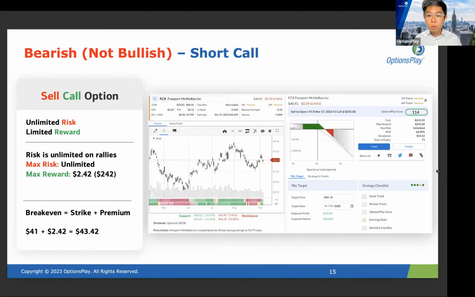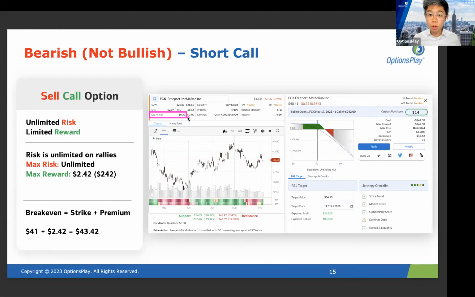$2.42. And again, $2.42 doesn't sound like a lot, but put that into the context of the fact that if you own the stock, you're getting paid 30 cents a year, or in this particular case, a little bit more than 8 times that now, in just 71 days. So the amount of yield that you're getting on these types of strategies is quite high.